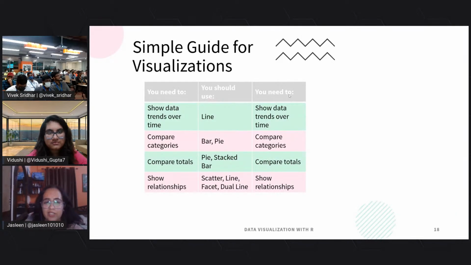And this is a small quick guide for the first question that I asked: what kind of chart do I need? Trends over time, go for line charts, dual line charts. Comparing categories, bar, pie. Comparing totals, pie, stack. Showing relationships, scatter, line, facet, and dual line. These are all the graphs that we covered in this small discussion that we had over visualizations.